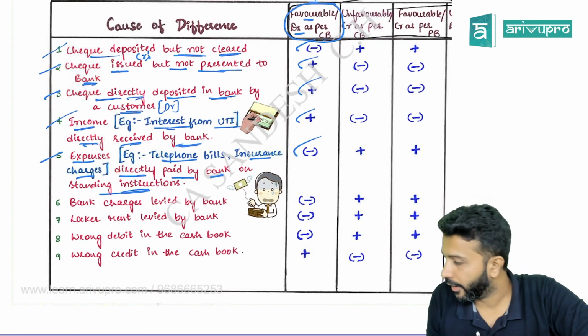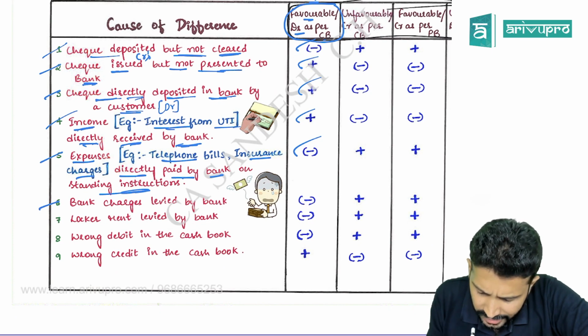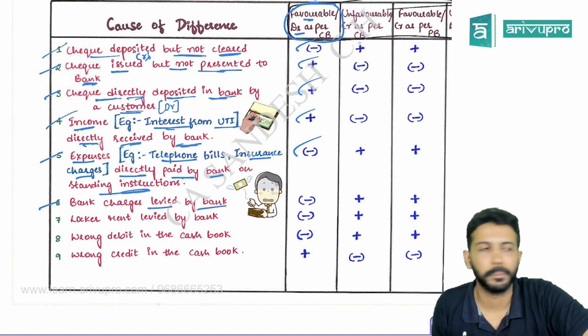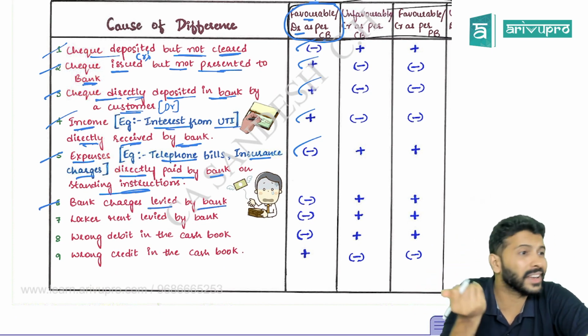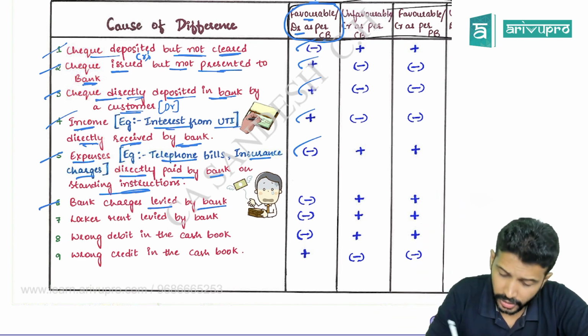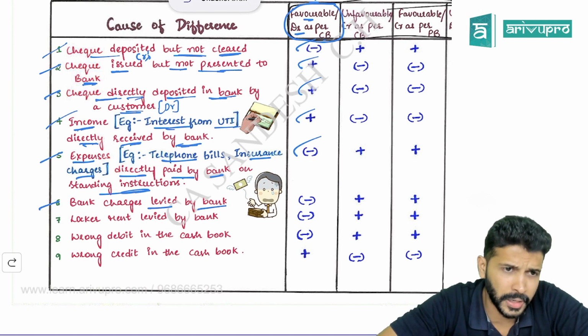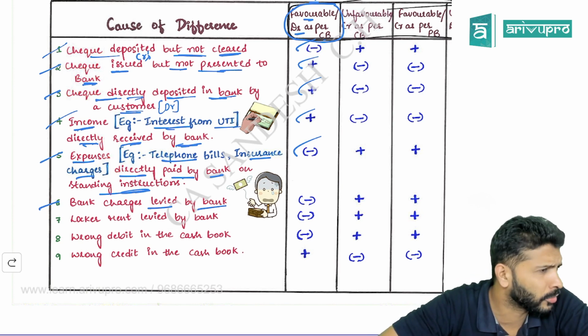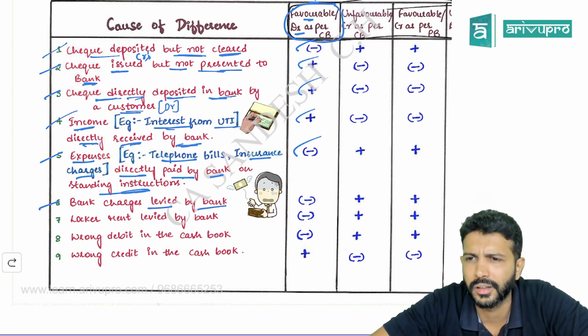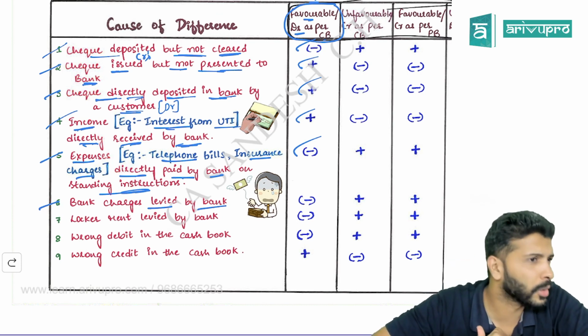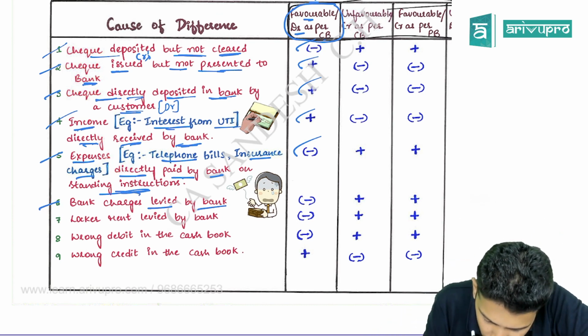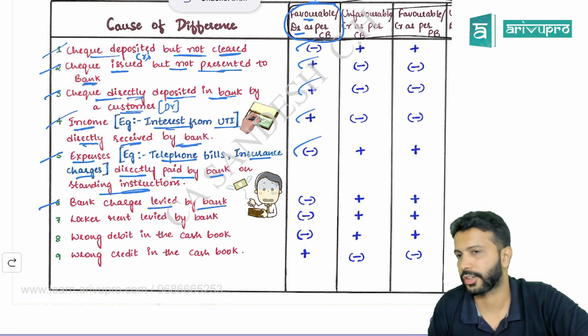Next one, bank charges levied by the bank. Bank charges levied by the bank means the bank is collecting some charges from you. Like if you ask a bank to pay an electricity bill or insurance premium, they will do it either free of cost or they will charge some money. Obviously, they will charge some commission from you. That is what we refer to as bank charges. Is that okay?